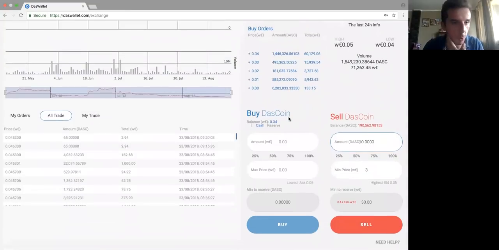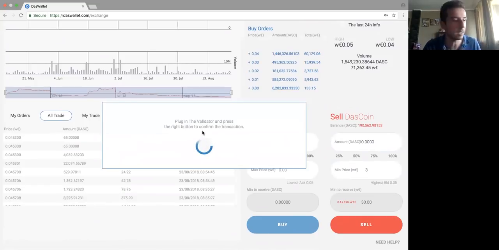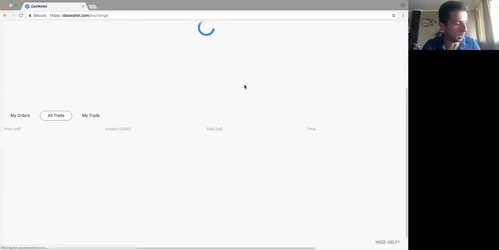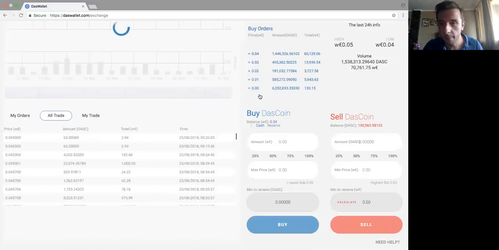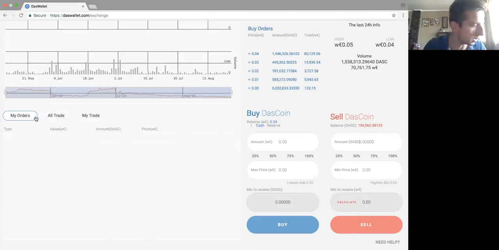Okay. So now let's say I just wanted to do this, and I wanted to click on sell. Once I click on sell, it says plug in the validator and press the right button to confirm the transaction. At that very moment, your validator will give you the options to sign your transaction, to confirm it with those 2 buttons that say yes or no. Once we do it, I'm just going to refresh the page. I apologize. Let me just see for the validator, it should appear at one point here in my orders. It still didn't appear here, but it will appear in this list.